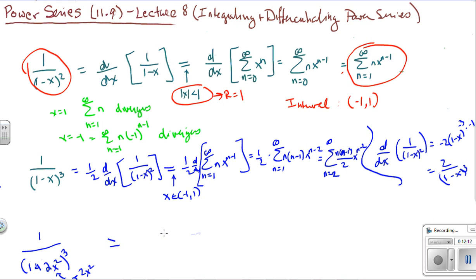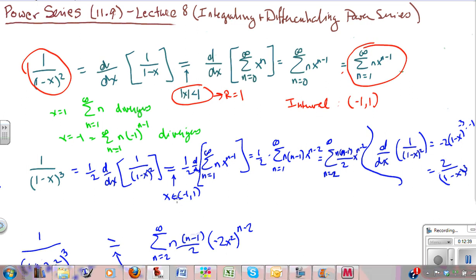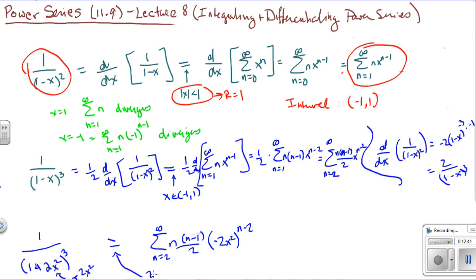This is going to be the sum, n equals 2 to infinity of n times n minus 1 over 2 x, and our x now is minus 2x squared to the n minus 2, and this is as long as 2x squared is in our interval, right? 2x squared is in this interval.